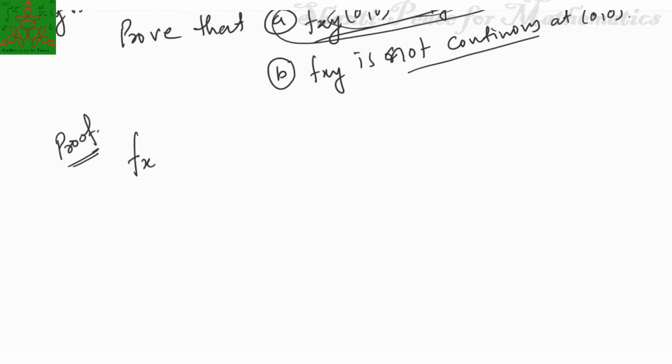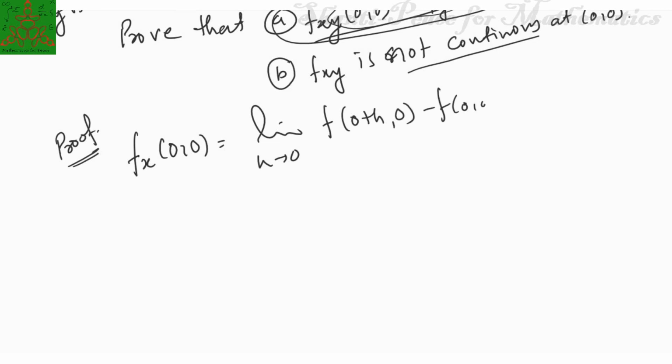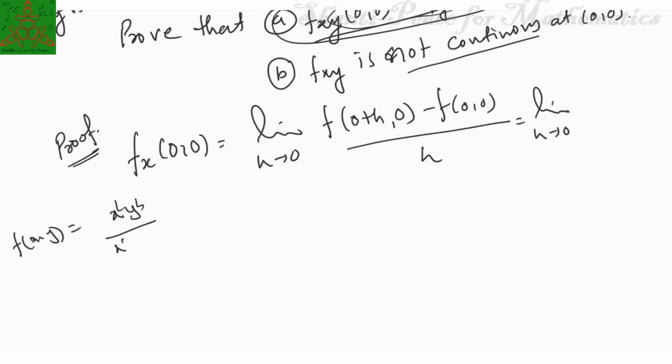What is f_x at (0, 0)? Let us calculate that first. That is limit h tends to 0 of f(0 plus h, 0) minus f(0, 0) upon h, which equals limit h tends to 0. What is the function f at (x, y)? It is x square y square upon x square plus y square. This is (h, 0), so if you substitute 0 here, it gives me 0. So it is 0 minus 0 upon h. So finally you will have 0.